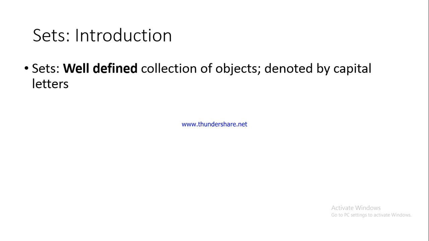Let me tell you right in the beginning as to what sets are. Basically, sets are well-defined collection of objects. Now please see that well-defined has been written in bold. So the collection of objects is very well defined, such that there is no ambiguity. Then it would be called sets. And how do we denote sets? They are denoted using capital letters. Okay, we'll take up some example to understand this better.